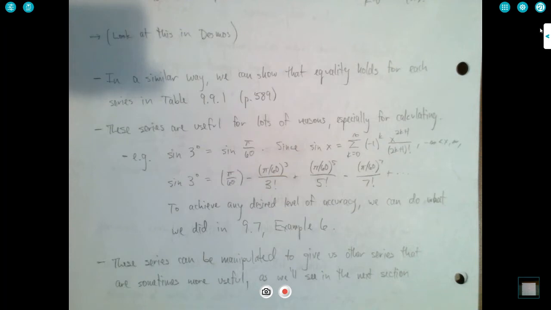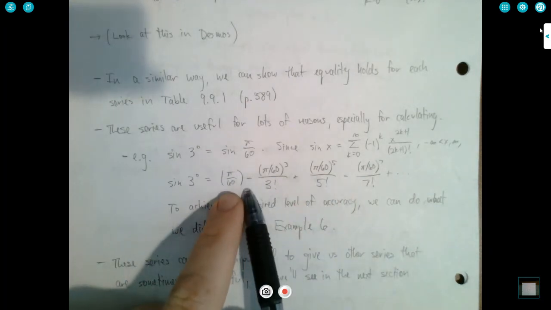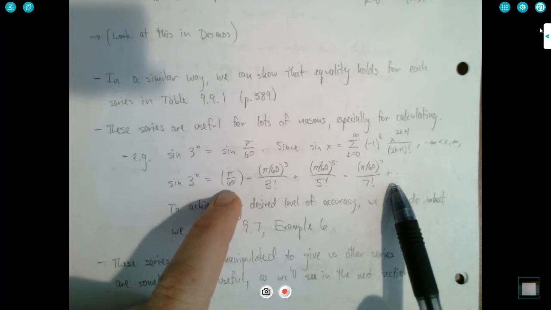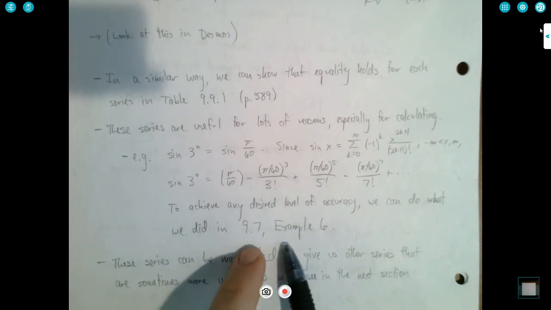By the way, to achieve any desired level of accuracy, we can do what we did back in 9.7 example 6. We looked at an example where I think we did natural log of 2 or something like that. And we said, what value of n do we need? Like how far out do we need to take the polynomial in order to get a decimal that's accurate to within 5 decimal places or whatever. So we did an example like that.